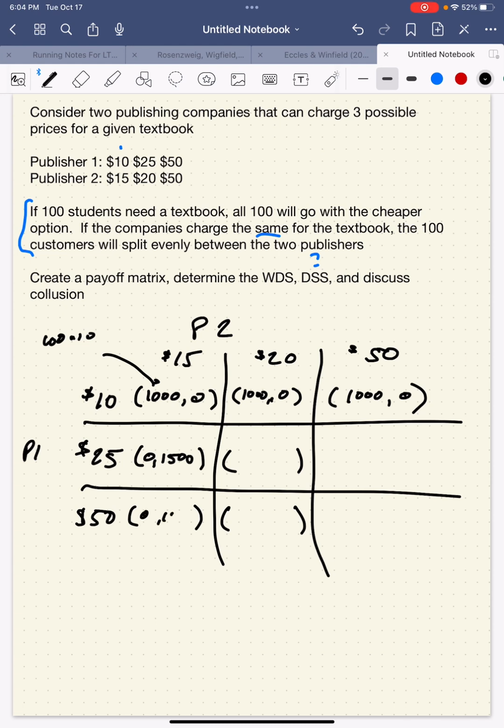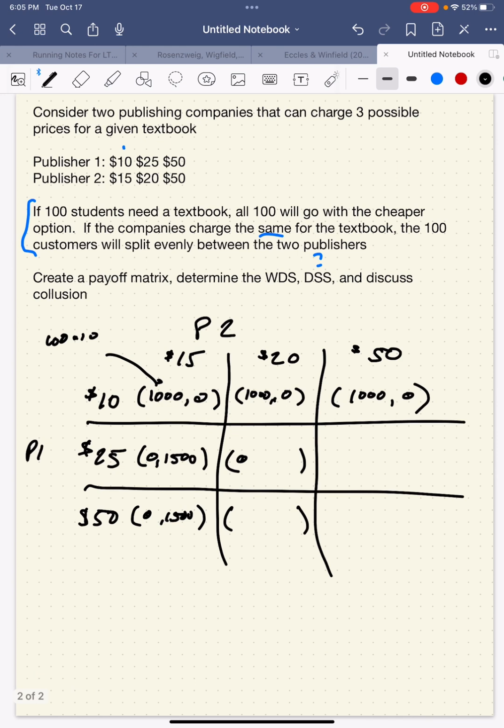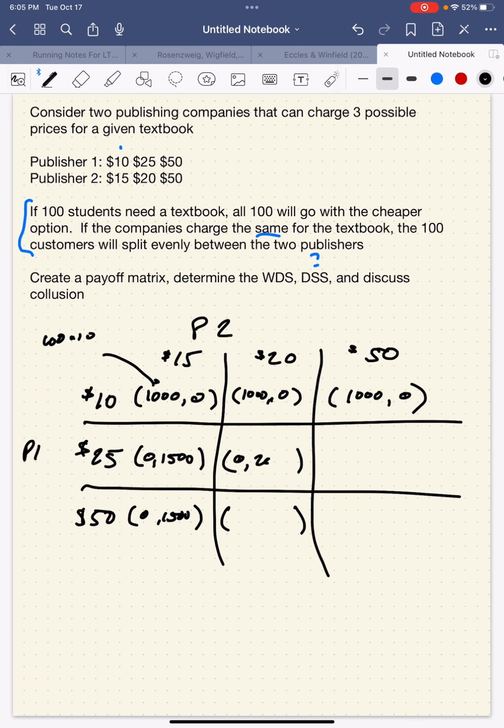That's going to be the same down here too, because publisher one is charging 50 in that case, and 50 is still more than 15. So you're going to rather spend $15 on a textbook than 50. Okay. For the middle section there, we can see that the $20 option is cheaper than the $25 option. So again, publisher one doesn't make any money, and publisher two makes all of the money. And in this case they're making $2,000 because, again, 100 customers, each of them spending $20.